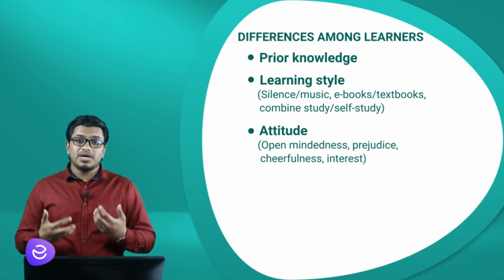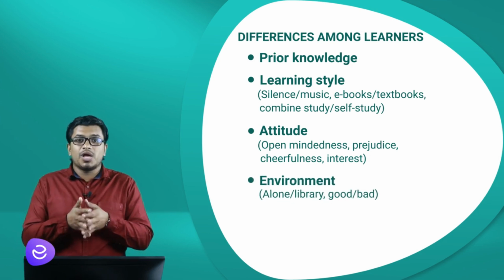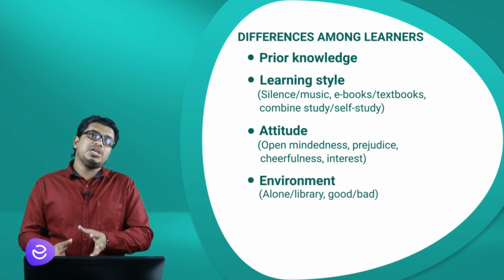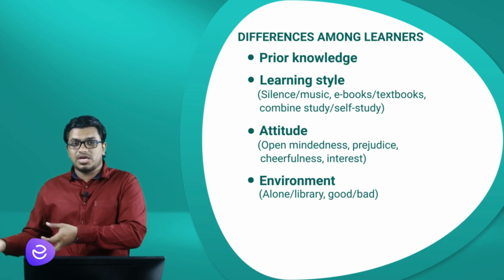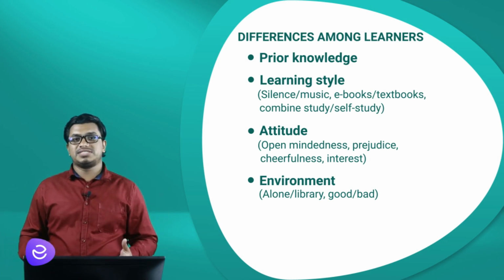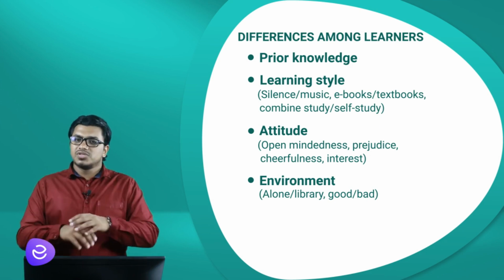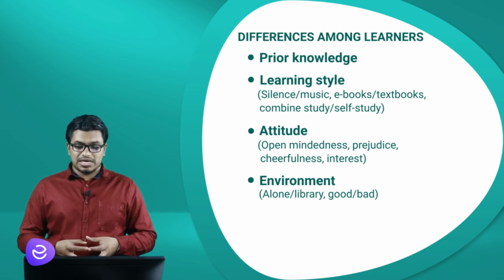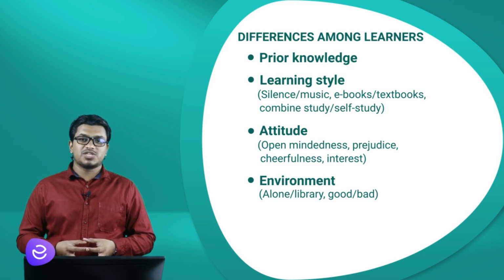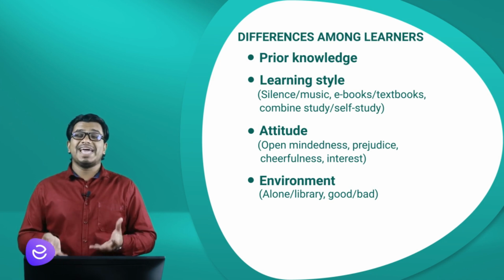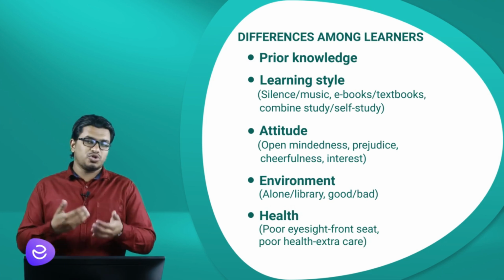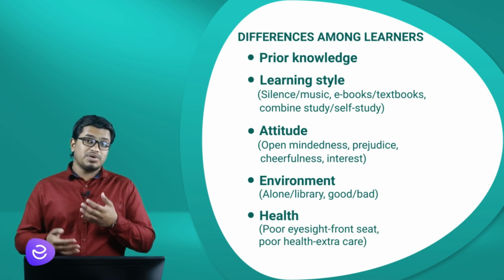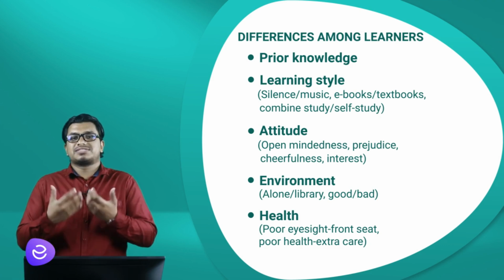Then some people learn in a good environment, maybe alone. Some students only if they have someone with them can study. Some students can only learn alone. Some might go for combined studies, some might go to a library. So it's all different. Then the last difference is physiological difference, maybe health difference. Some students have poor eyesight, so they should be considered. Some students may have poor health, so extra care should be given.